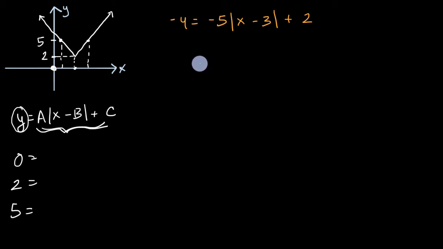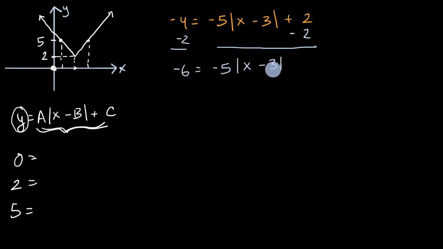All right, now let's do this together. So what I try to do is isolate the absolute value part, the way that you would manipulate any algebraic equation. So we can start off by subtracting 2 from both sides so that we get rid of that plus 2 over there. And we are going to get negative 4 minus 2, which is negative 6, is equal to negative 5 times the absolute value of x minus 3. Now let's divide both sides of this equation by negative 5. And of course, we're going to get 6/5 is equal to the absolute value of x minus 3.